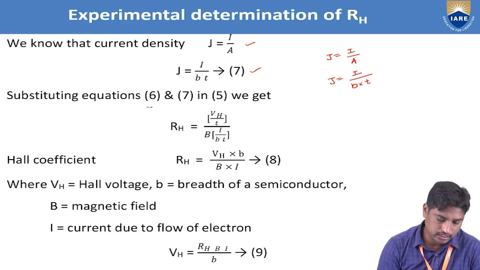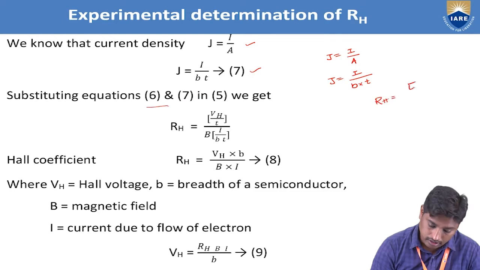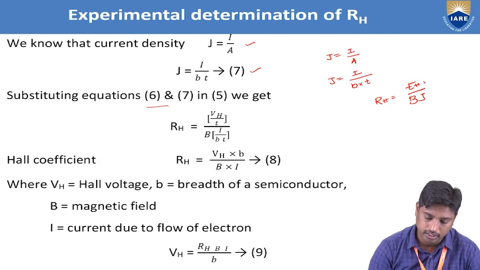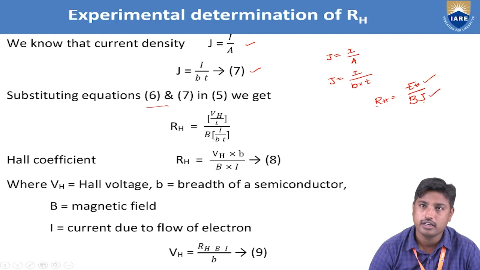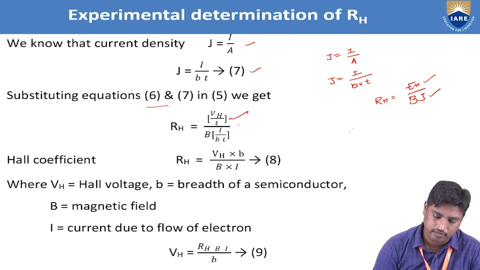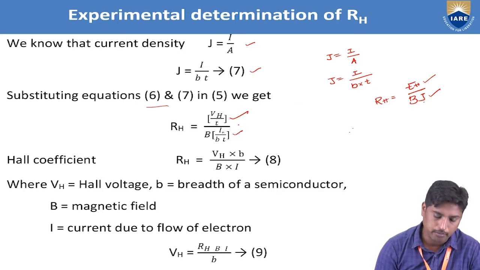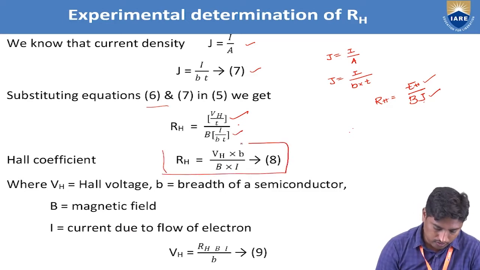Substitute equations 6 and 7 in equation 5. What is equation 5? The equation for R_H: R_H equals E_H by B J. We have found separate equations for E_H and J also. Equation 6 is the equation for E_H and equation 7 is the equation for J. Substituting these two, E_H equals V_H by t and J equals capital I by b into t.